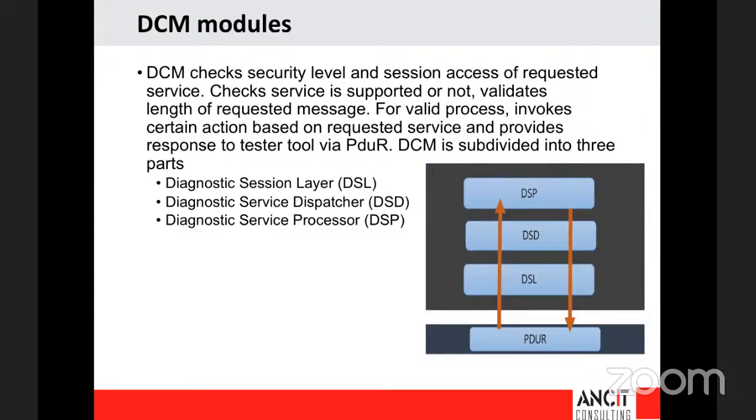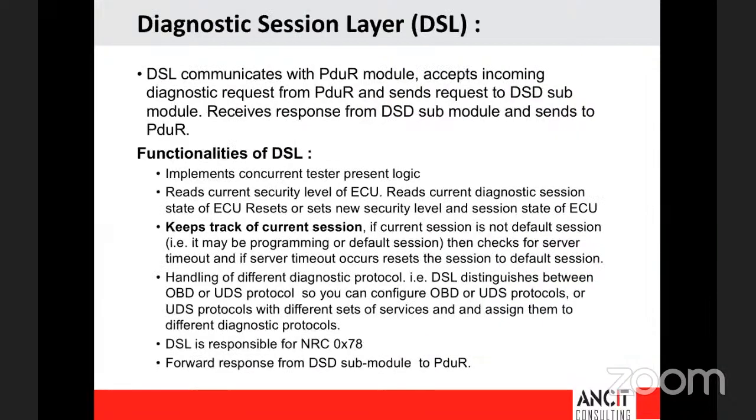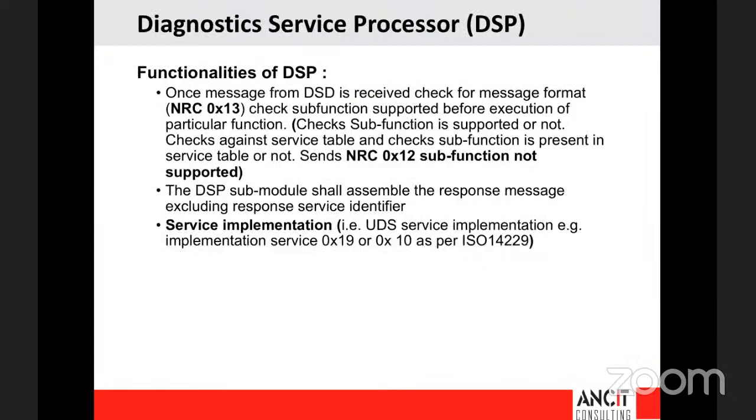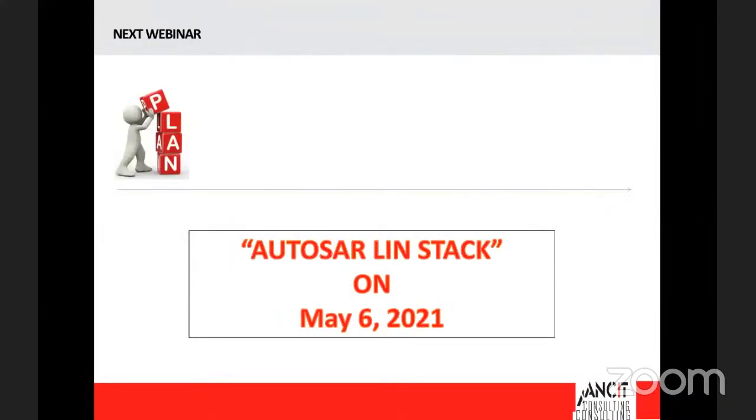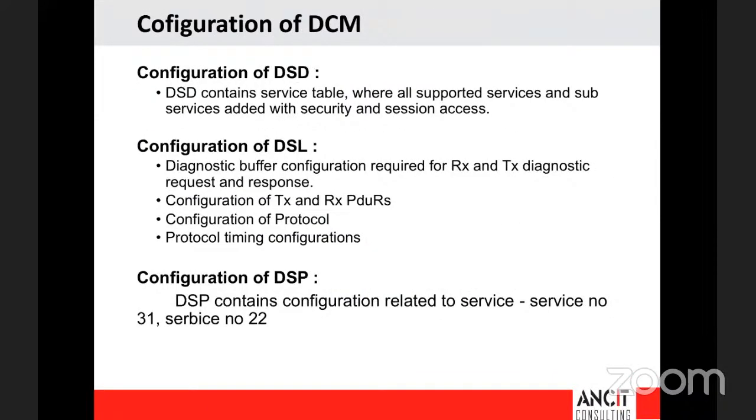That is the responsibility of the Diagnostic Service Processor, which finally decides, based on the service, what type of service has to be offered, and forwards the request to that particular module. It could be a BSW module, or it could be an application software component. Based on that it will get the data and forward it back to the DSD, which will in turn go to the DSL, and through the PDU router and the COM stack, it will actually reach the tester. That is something it will do.